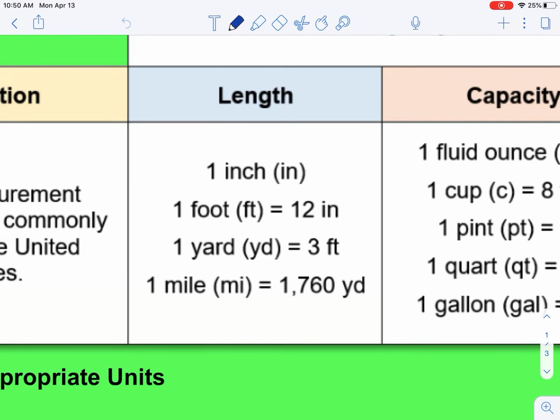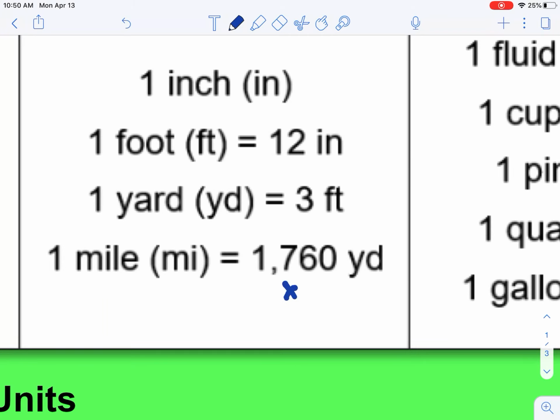So our smallest length is 1 inch. I know that 1 foot is 12 inches. I know that 1 yard is 3 feet. And I know that 1 mile is 1,760 yards. More often than not, we do not use 1,760 yards for a mile. Instead, we use feet. So if I multiply that by 3, because there's 3 feet in a yard, I get 5,280 feet in 1 mile. Now that example we just did, that's something that we're going to be doing today.